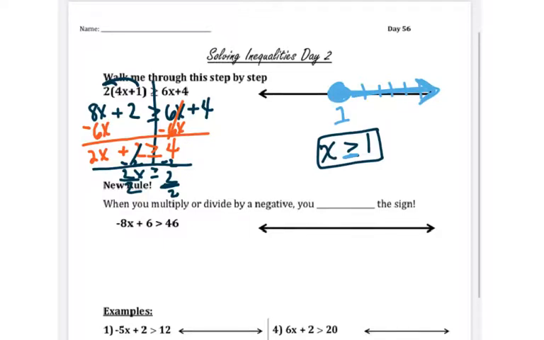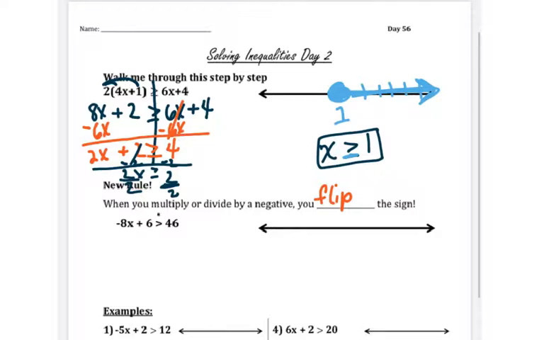Very easy. Now the only new thing today is that we have one new rule, which says when you multiply or divide by a negative, you flip the sign. You did this in 7th grade. Some of you might remember. But if you multiply or divide by a negative, you have to flip the inequality sign.